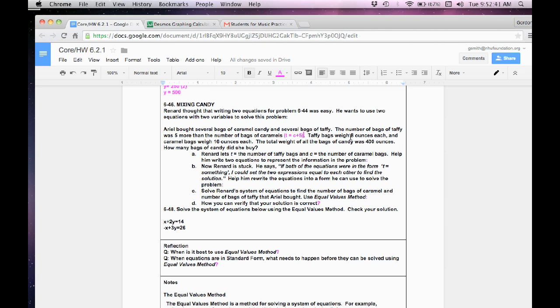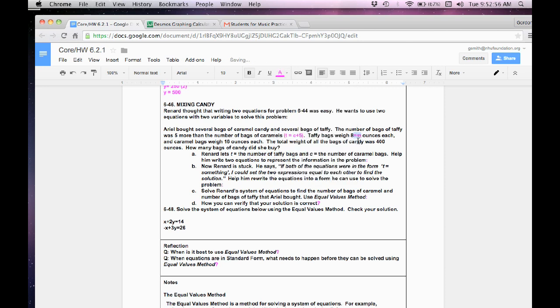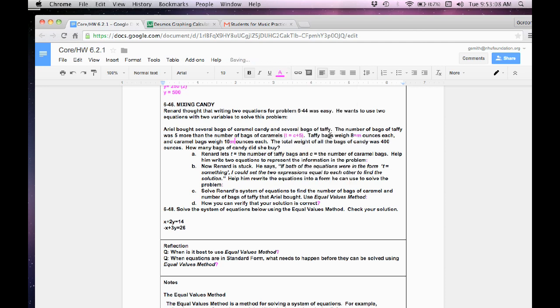Taffy bags weigh 8 ounces each. Okay, so that word each is a clue. That's going to be your slope, because it shows a value that's sort of a rate. Every time you get another bag, that's another 8 ounces. The caramel bags weigh 16 ounces each, so we got another M right there. So each one already has that.